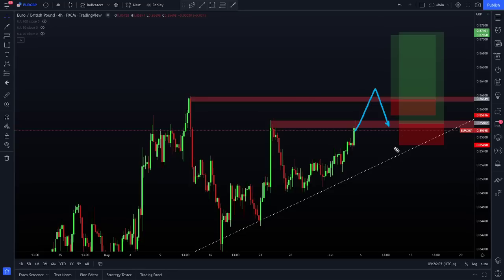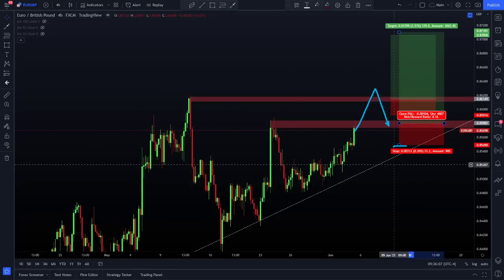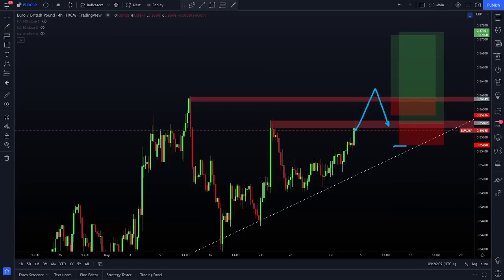Still stops relatively tight. This is about a 30 pip stop. If that were to come into play again, we could look to trail stops from there.